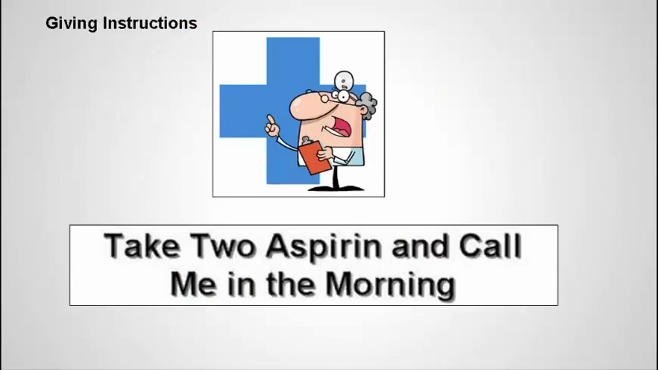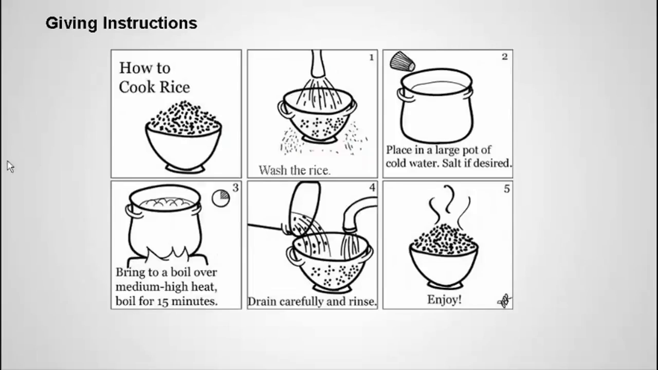And then giving instructions. The doctor tells you, take 2 aspirin and call me in the morning. He doesn't say please. We can use the imperative to give instructions. This is not the imperative. This is a title. How to cook rice. It's not a question. Don't say, how to cook rice? You must say, how do you cook rice? This is the title. It's a noun phrase. How to cook rice. First, wash the rice.